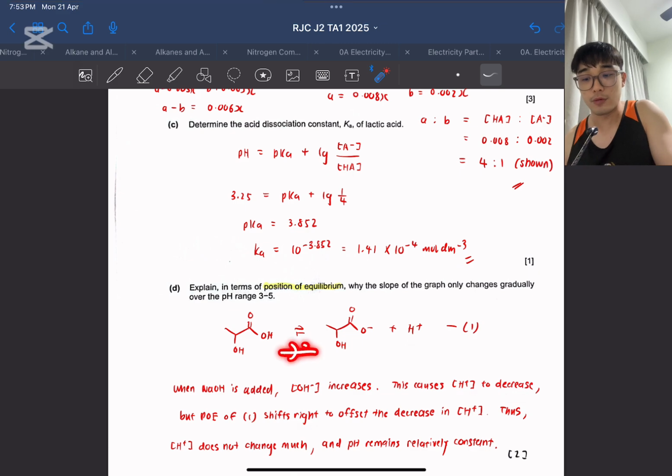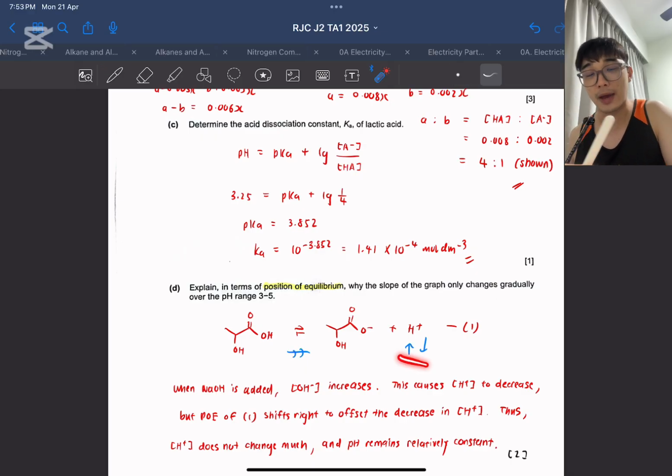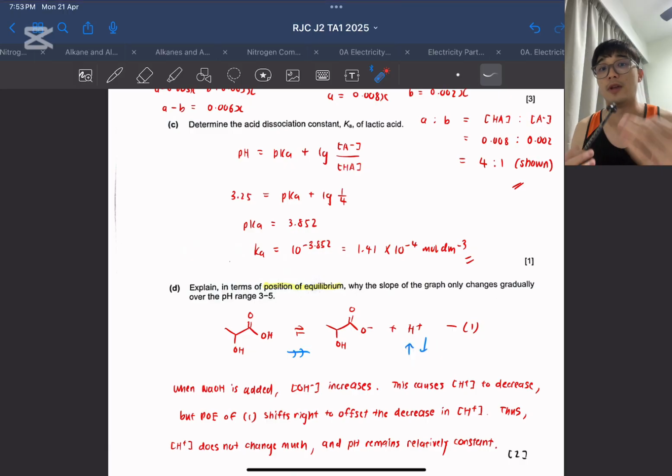So when you shift to the right, it actually offsets the drop in H plus, right? So again, when OH minus goes up because you add NaOH, this goes down at the start. But POE will now shift to the right to offset that decrease. So it will increase it back. So overall, is there a very large net change? No. This one drop, this one increase, right? The change is kind of balanced out.